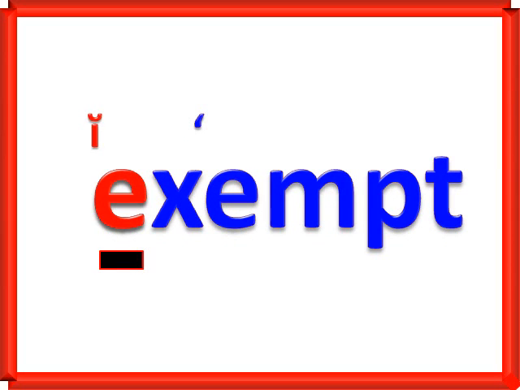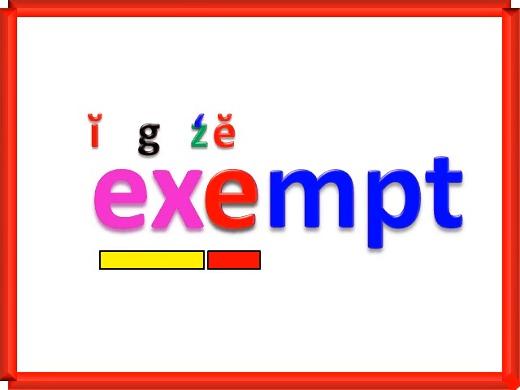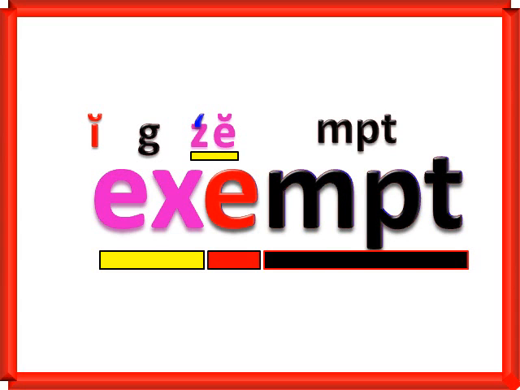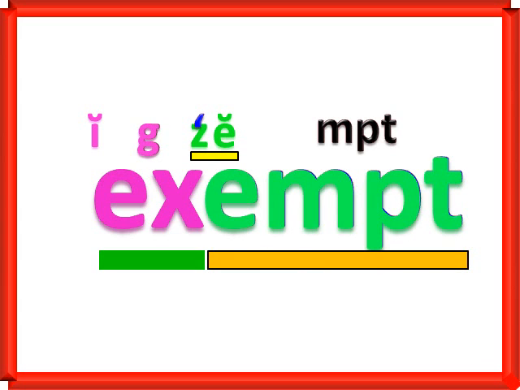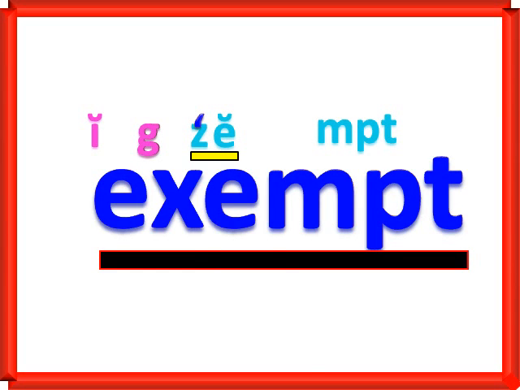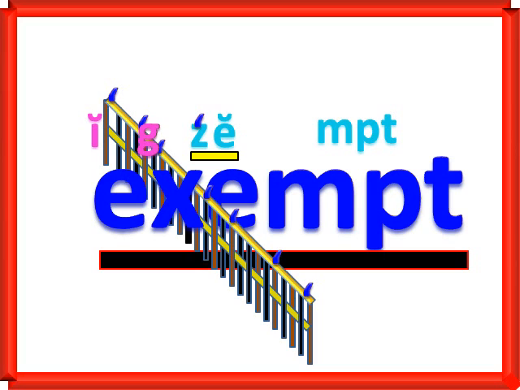Exempt. Egg. Z. Zemp. Exempt. Here's your fence. G on the left, Z on the right. See, that X has two sounds. The G on the left stays on the left, goes with the E, and says egg. And the Z on the right goes with the M and says zemp.